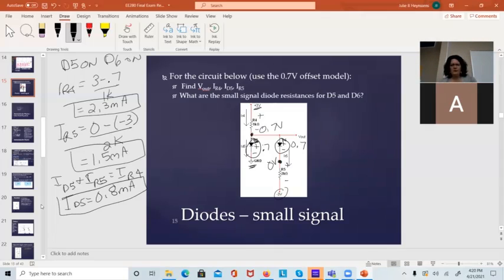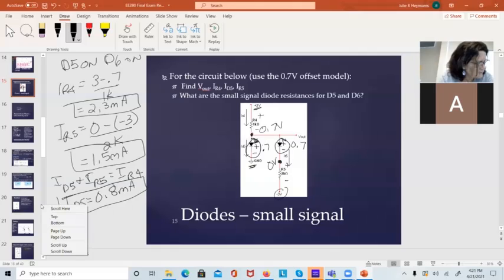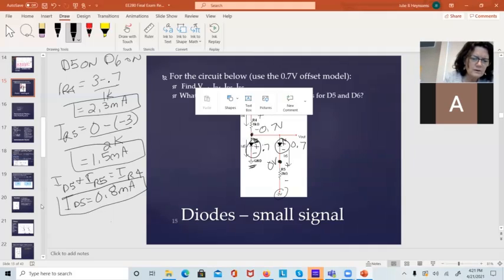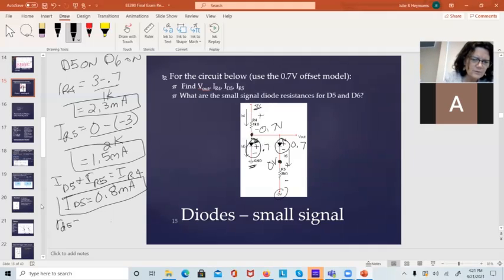We've got all the voltages and currents. If we wanted to do a small signal model of this, remember the small signal model of a diode is just a resistor. And the resistance value is VT over its current. So RD5 would be VT over its current, ID5. Now we can do that calculation.